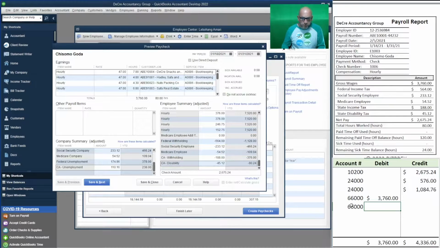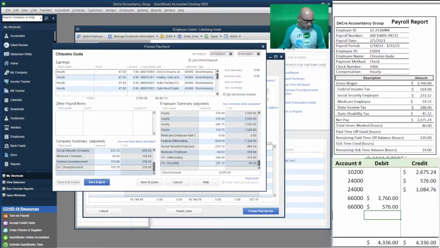Anyway, in this instance, we're just adding the employer portion of taxes. So that's the sum of these things right here. We know it's right here. The debits and credits equal each other, right? They have to.